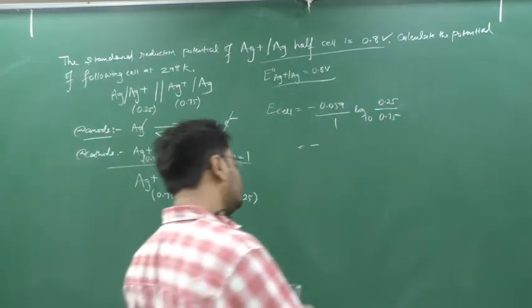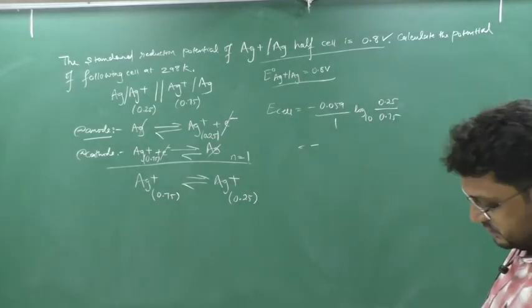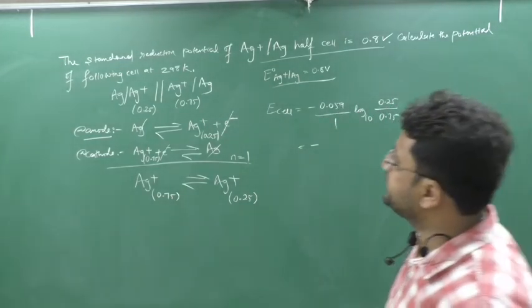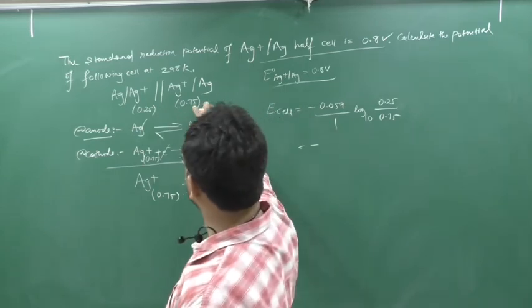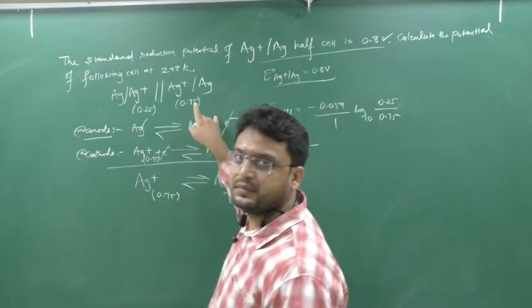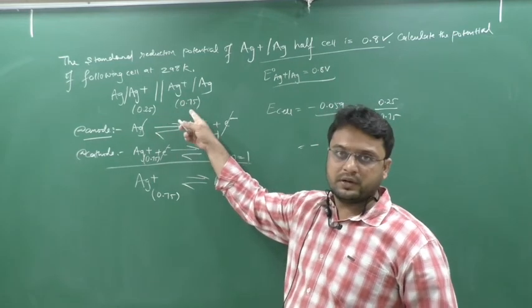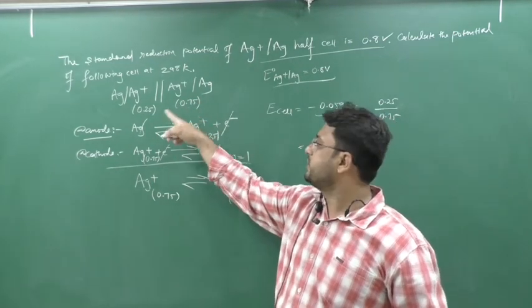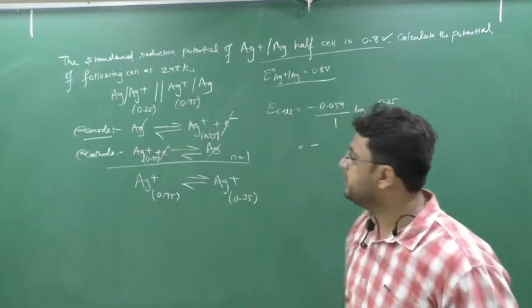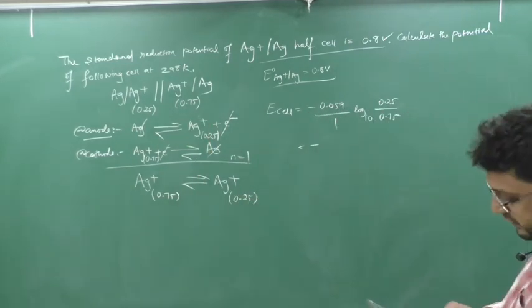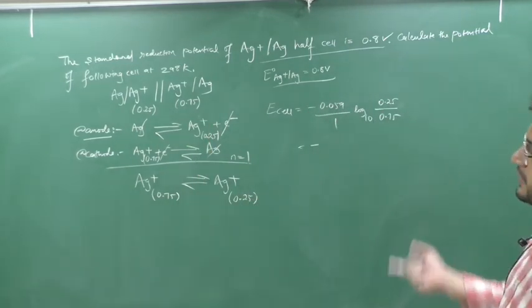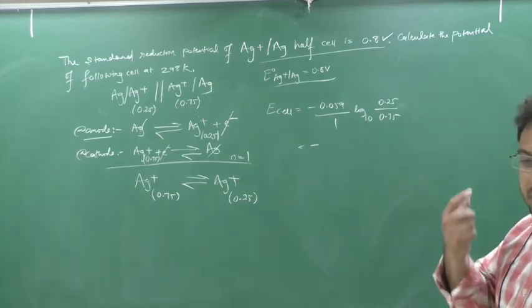First I will do this, and here you can also see the problem. In the question itself they have given the concentrations. The one whose concentration is more will always act as the cathode. If you know this calculation, you can solve it yourself and forward the video.